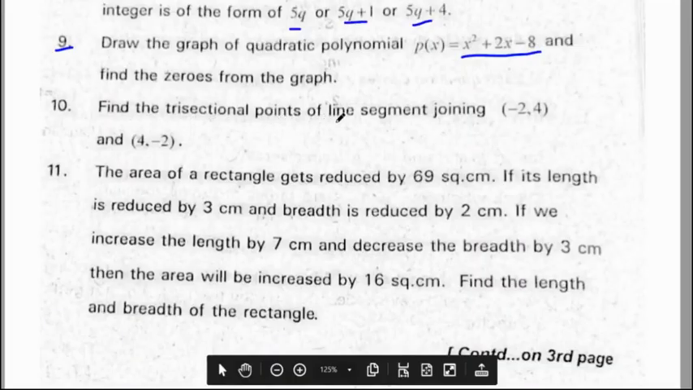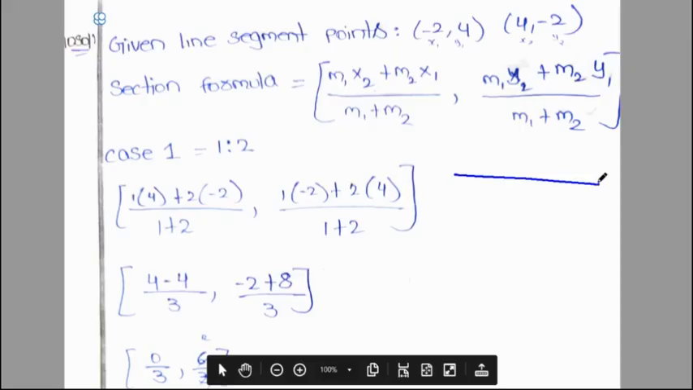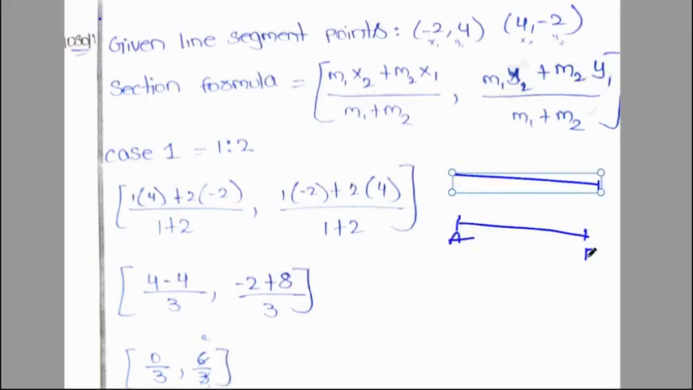10th question: find the trisection points of the line segment joining minus 2, 4 and 4, minus 2. This is one of the important expected questions. Trisection means dividing the line segment into 3 equal parts. Tri means 3. So I am dividing the line segment AB into 3 equal parts: 1, 2, 3. So finding P and Q is nothing but finding the trisection points. Our target is to find points P and Q.